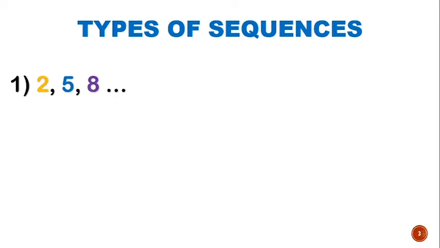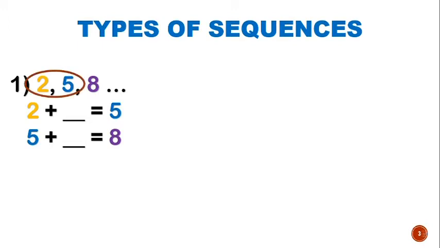Now, let's have another type of example. What if this time numbers are enumerated? You have 2, 5, and 8. So, ano bang pwedeng mangyari dito? Dapat nakita nyo na 2 plus another number is equal to 5. Then, 5 plus another number is equal to 8. Ano kaya yung mga numbers na dyan? So, for the first two numbers, yes, that's 3. Now, for the second pair, that is also 3.